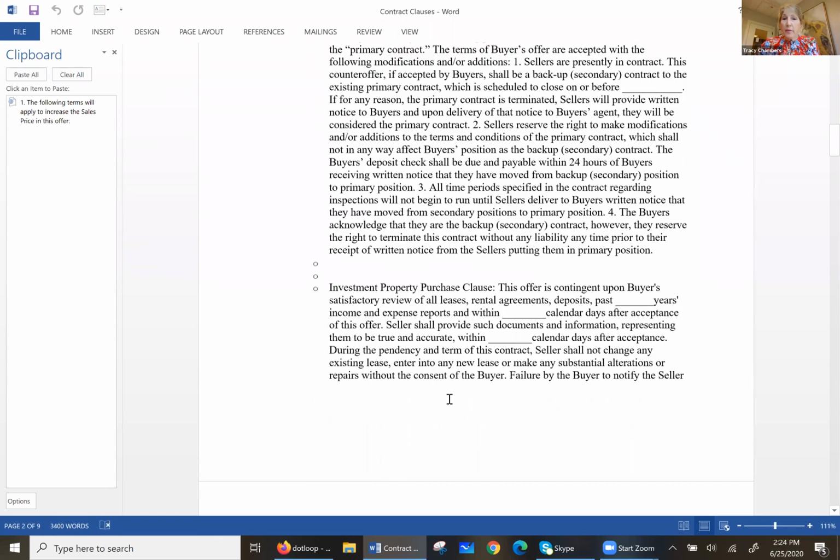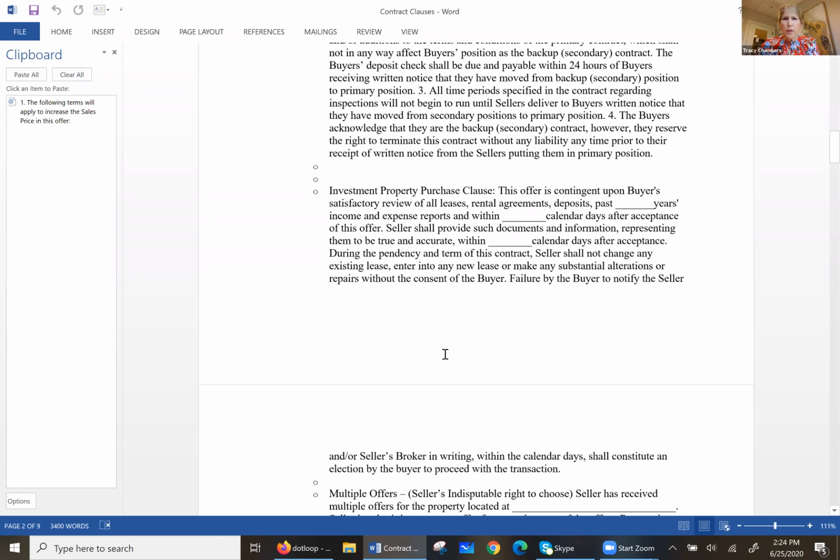Okay, investment property. This is a great clause to protect your investors. It says this offer is contingent upon buyer's satisfactory review of all leases, rental agreements, deposits for the past, you could probably go back 2 years, income and expense reports within, this takes some time, so I would probably take 14 calendar days after acceptance of this offer. Seller shall provide such documents and information representing them to be true and accurate within 14 days after acceptance.